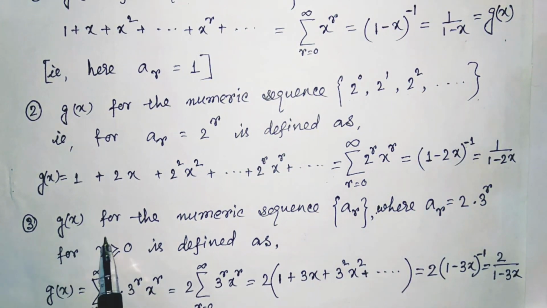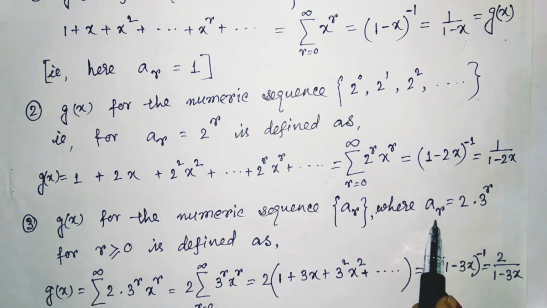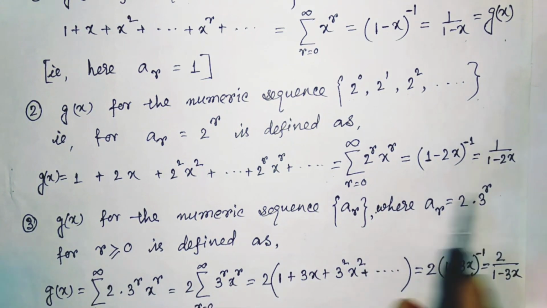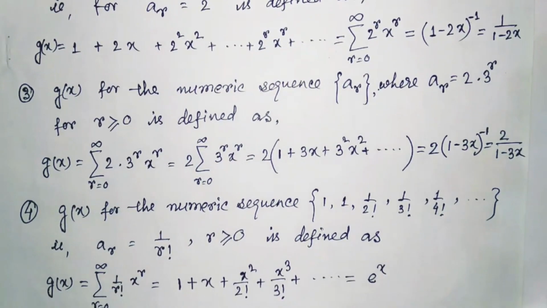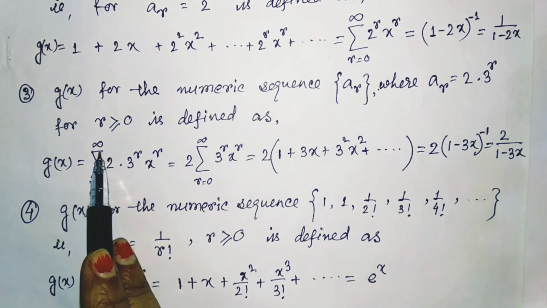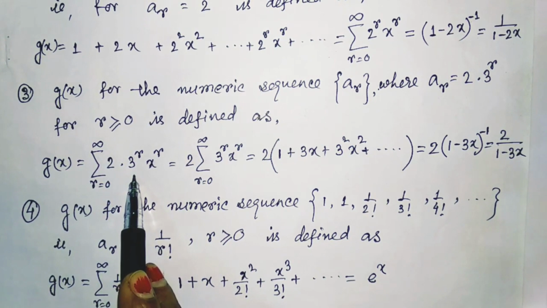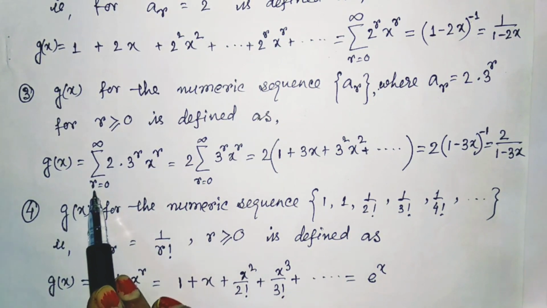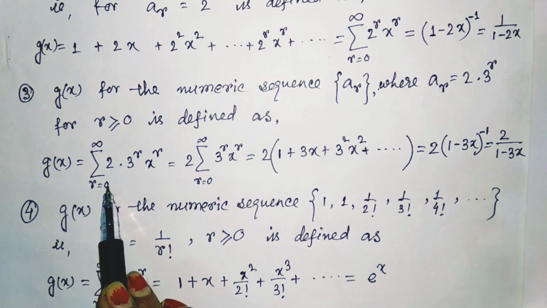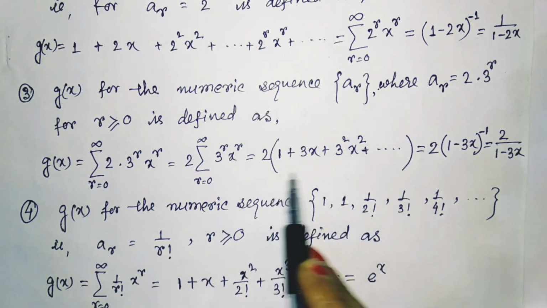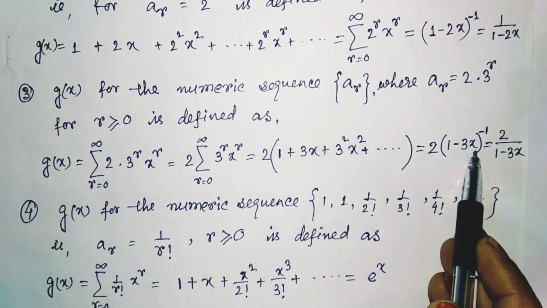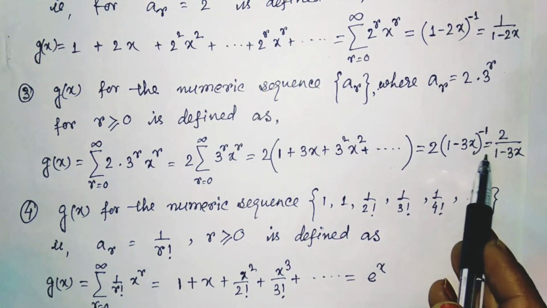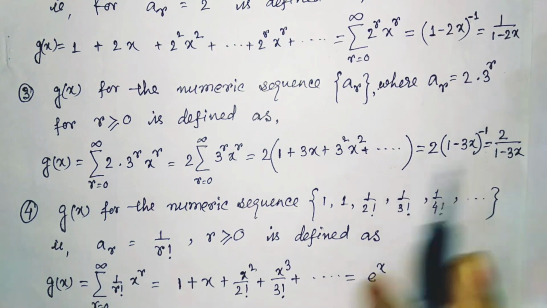One more example, that is g(x) for the numeric sequence ar, where ar is 2 into 3 to the power r, where r is greater than or equal to 0. Initially we write it in summation form: r from 0 to infinity, 2 into 3 to the power r instead of ar, then x to the power r. Now if we substitute consecutively r from 0, 1, 2, 3, we will find this infinite series. Its simplified expression is 2 into 1 minus 3x to the power minus 1, which we can write as 2 divided by 1 minus 3x.